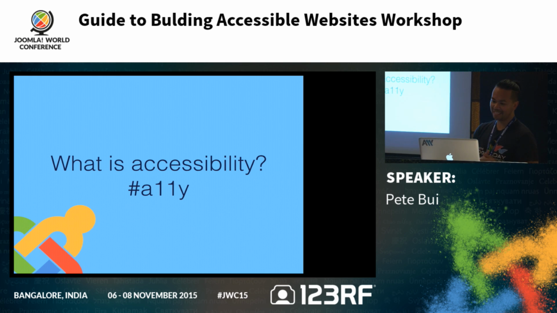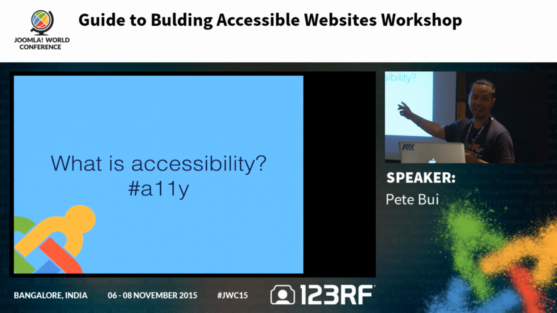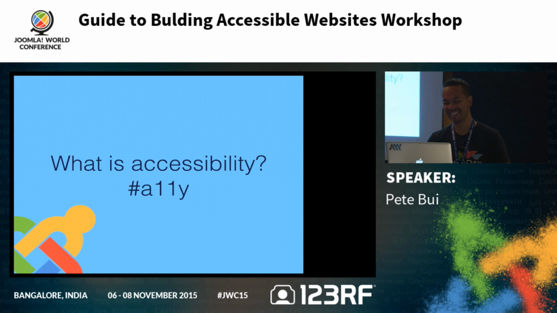So what is accessibility actually? That little hashtag there, hashtag A11Y, is the short hashtag for the word accessibility because there are 11 characters in the word accessibility. So they made it A11Y to make it a little bit easier. Yeah, you can count it, it's 11.